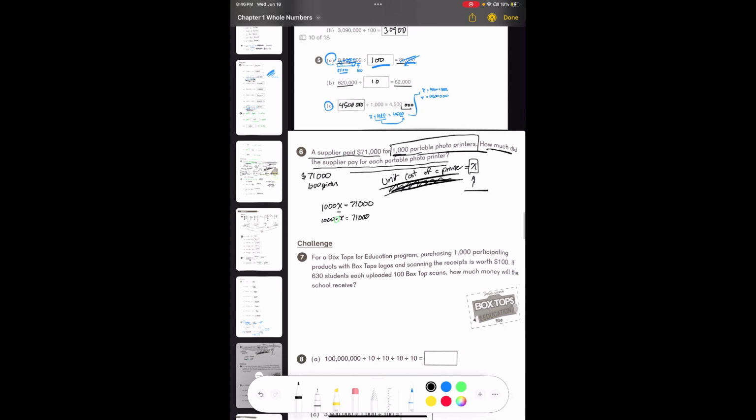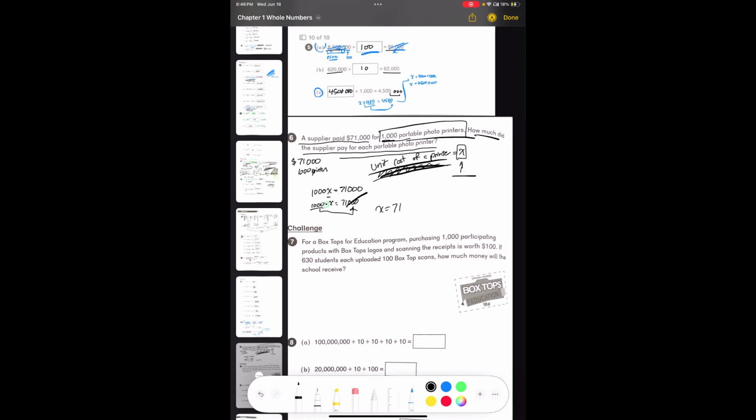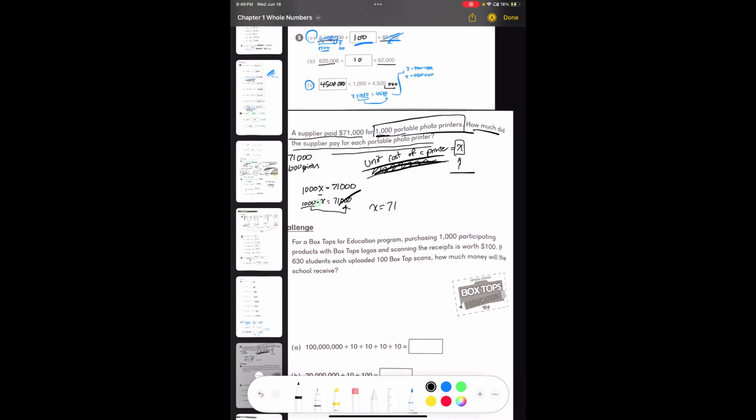And we're going to do exactly the same thing we did over here. We're going to move 1,000 over, and so it becomes x equals 71 because we can cancel this. So that means the unit cost of a printer is $71.